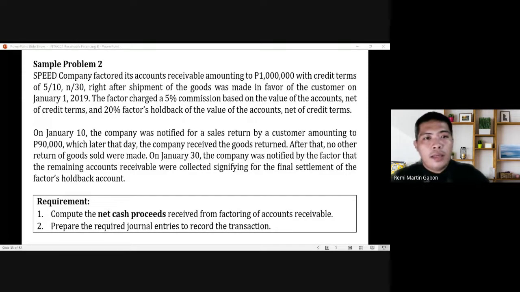So yan. After collecting all the accounts receivable, the factor will remit any balance of the factors holdback to the company. Okay? In this problem, dun kay Speed. The same requirements: net cash proceeds and journal entries. Okay? Net cash proceeds and journal entries.